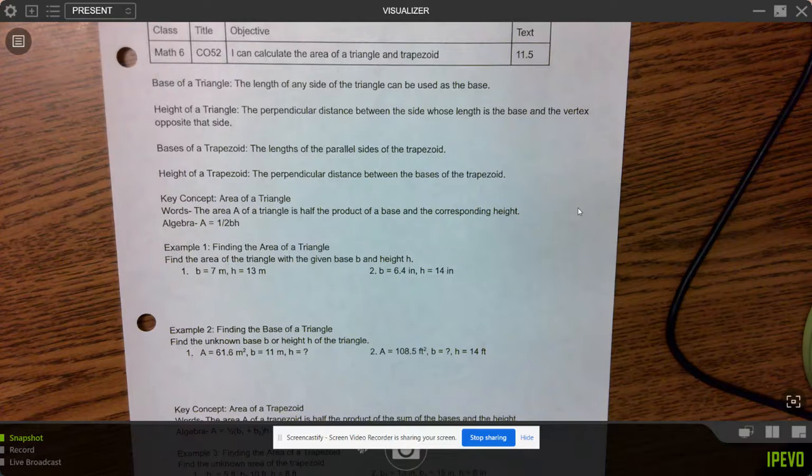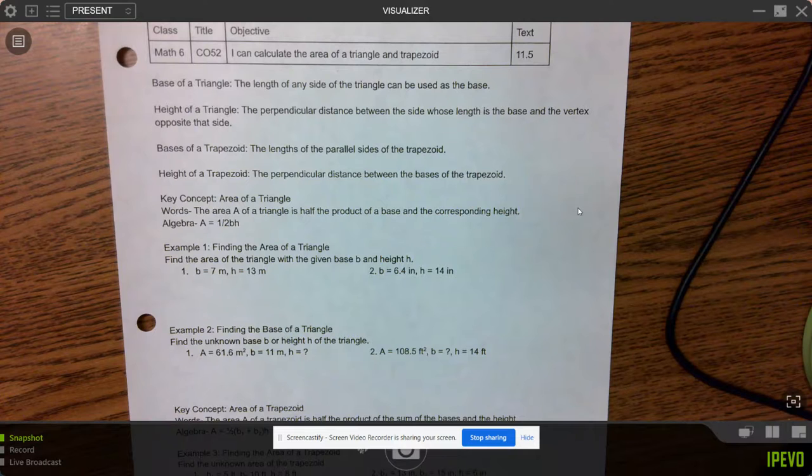Today we are going into CO 52. I can calculate the area of a triangle and trapezoid. So we have done the perimeter and area of the square and rectangle. We did the perimeter and area of the parallelogram. Now we're working with a triangle and trapezoid. So it's going to be different. That parallelogram was very similar to the rectangle. This is going to be different because it's half of the rectangle.